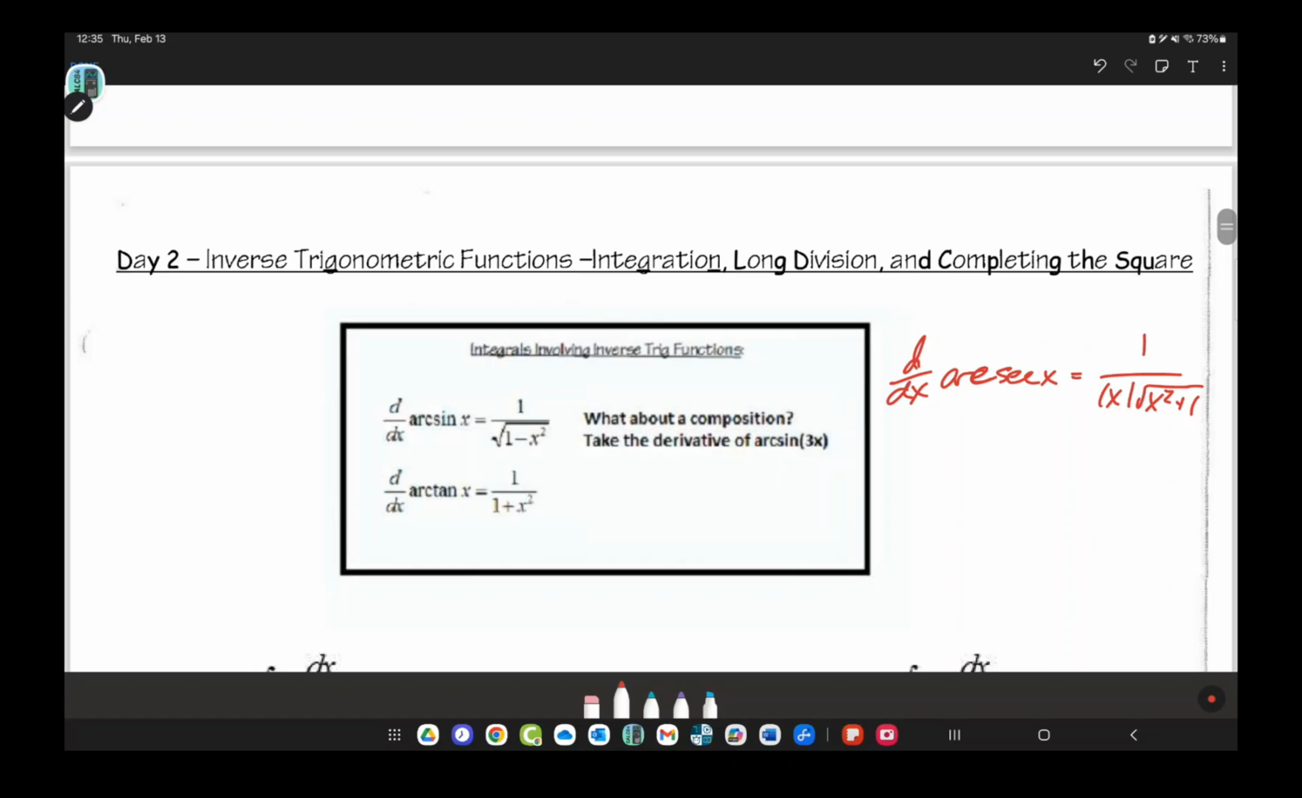Wait, it's 1 over the absolute value of x times the square root of x squared minus 1. And those are the only ones we need to know. The reason you don't need to know the other ones is because if you have a negative 1 up top, negative 1 gives the inverse cosine, the inverse cotangent, and the inverse cosecant. So if it's negative, then it's the co-function.